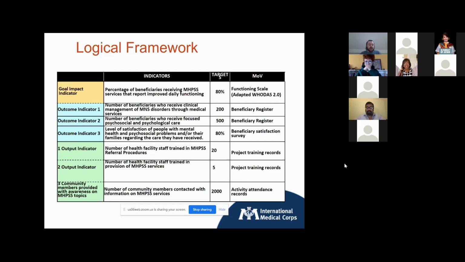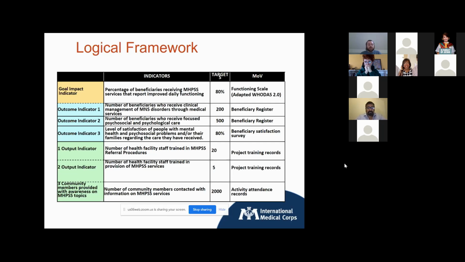The reason why this target has been chosen is based on prior experience of programming, looking at the levels of satisfaction that we have noted in other similar projects and interventions within the context, and with the addition of setting the bar a little bit higher, as we're also always trying to improve the level of services and the quality of services that we're providing, and the satisfaction that our beneficiaries have with our services also.